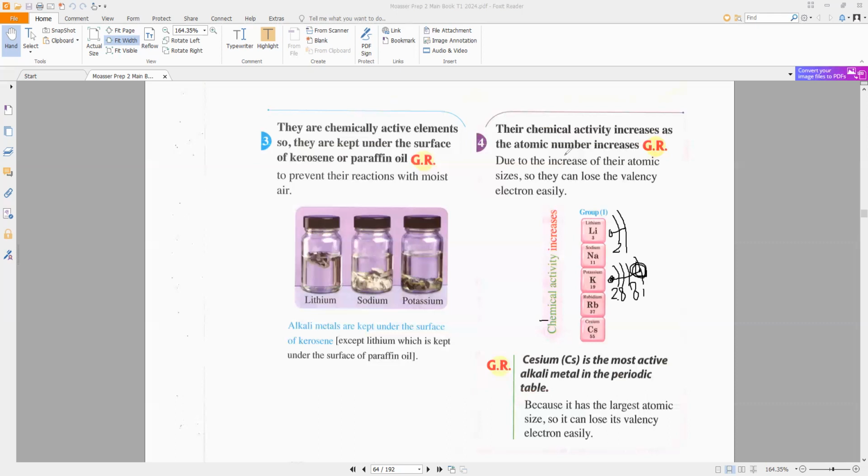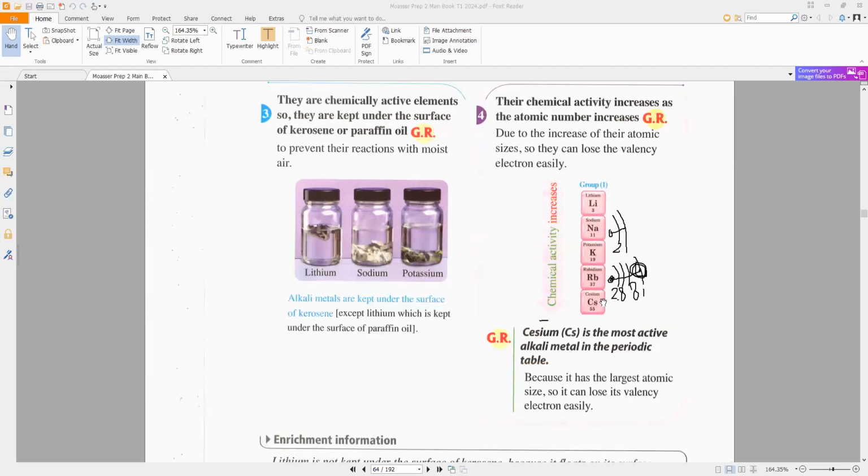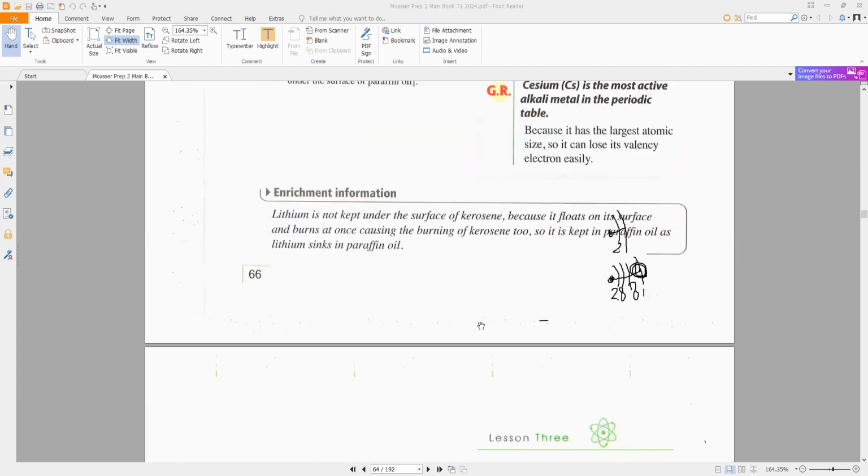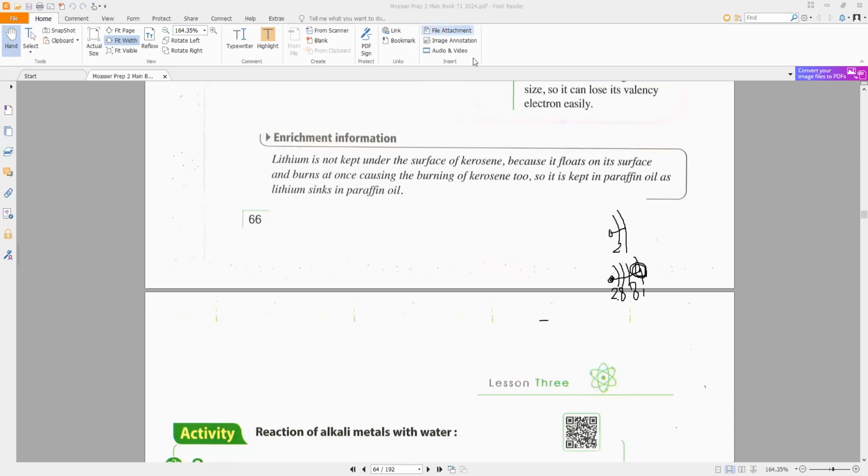So why does the chemical activity increase as we move down? Because the atomic size increases, so the ability to lose the valence electron becomes easier. So cesium is the most active element in the modern periodic table, because it has the largest atomic size, so it loses the valence electron most easily. This is about the chemical properties of the 1A group, or alkali metals.